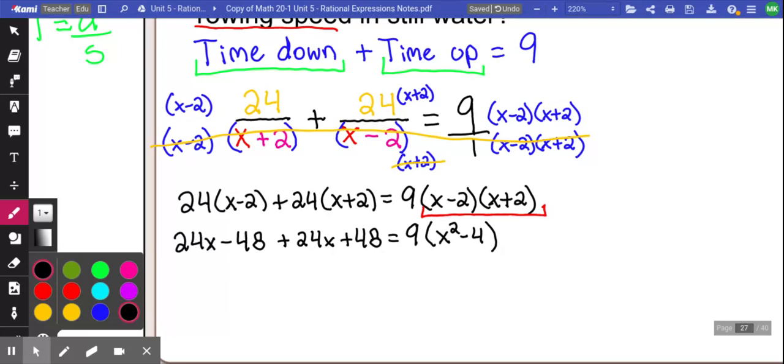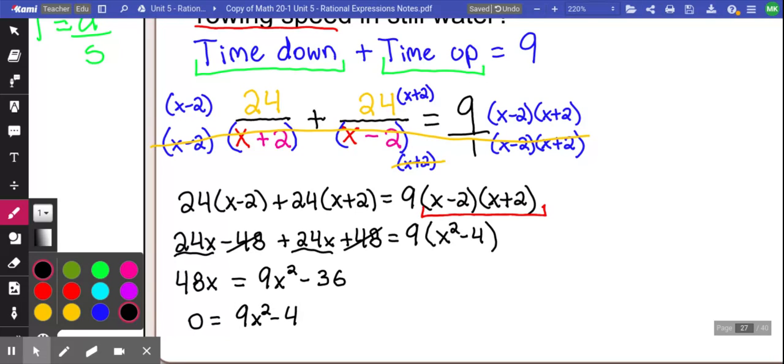On the left-hand side, I can collect like terms, so I have 48 x's, 24x and 24x, and the 48s actually cancel out. Equals, on the right-hand side, the 9 comes in, I have 9x squared minus 36. Like that. Now that I've fully expanded, I can check out what type of equation I have. It's a quadratic. I solve quadratics by making them equal to 0 and then factoring if possible. So I move that 48x over. That gives me 9x squared minus 48x minus 36.